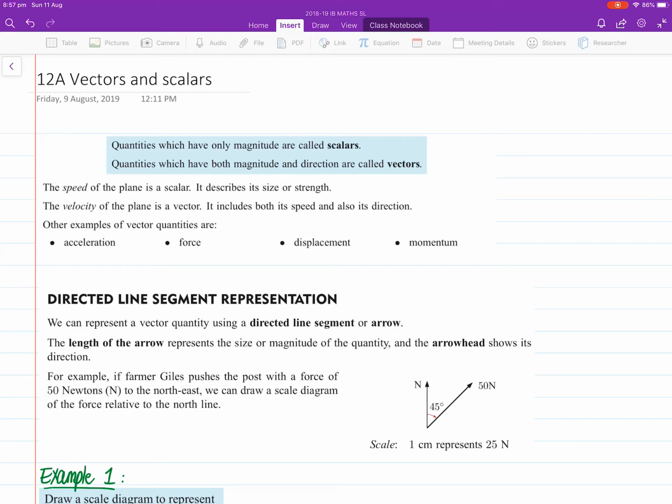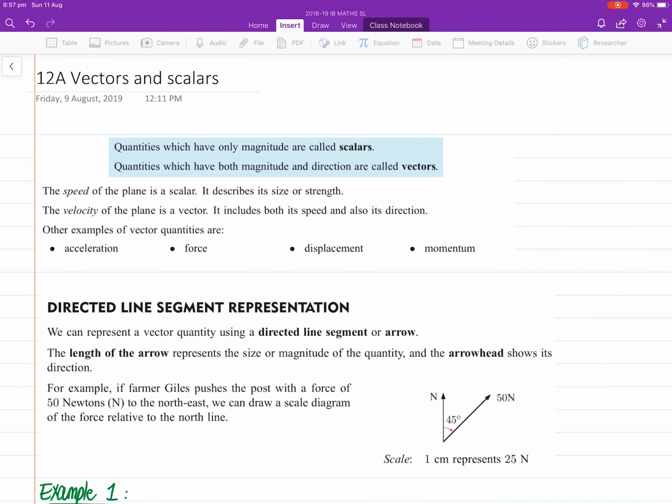So we're going to start with 12A. Now, the exercises in this section go through 12A.1 and 12A.2, and let's see if we can cover both fairly quickly. Now, the first part is just about the concept of what a vector is and what a scalar is.